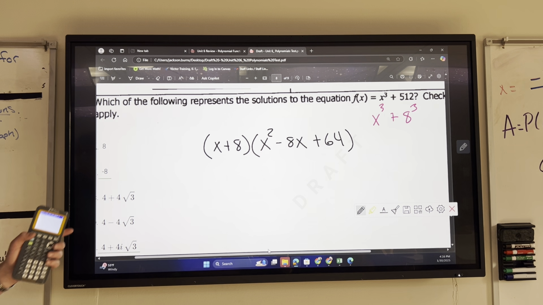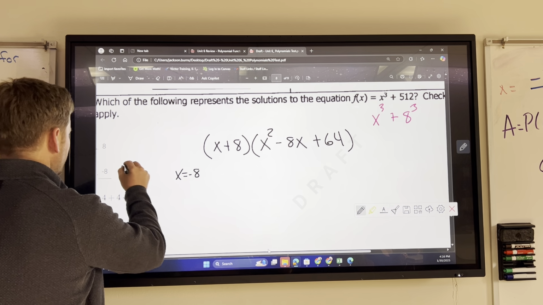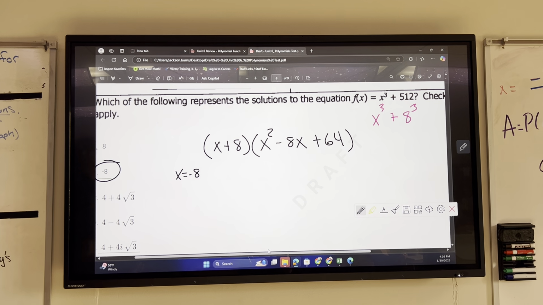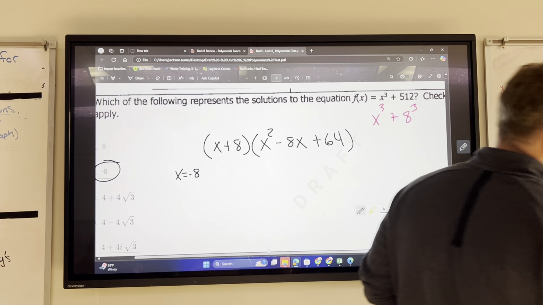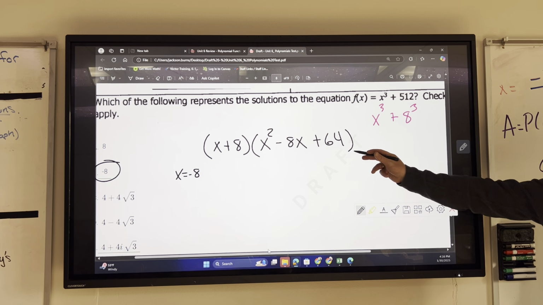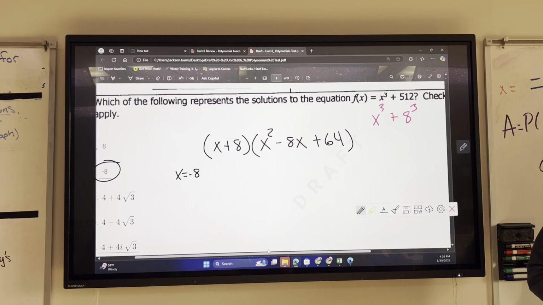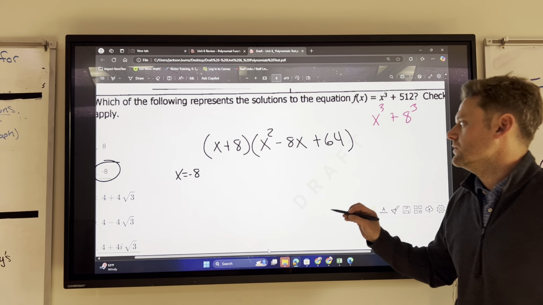So one of my zeros is going to be at x equals negative 8. I can find that right away. The other two are actually going to be imaginary. I'm going to have to complete the square to find these two other ones, or do the quadratic formula, because now I'm left with this quadratic. So what do I have to do here?